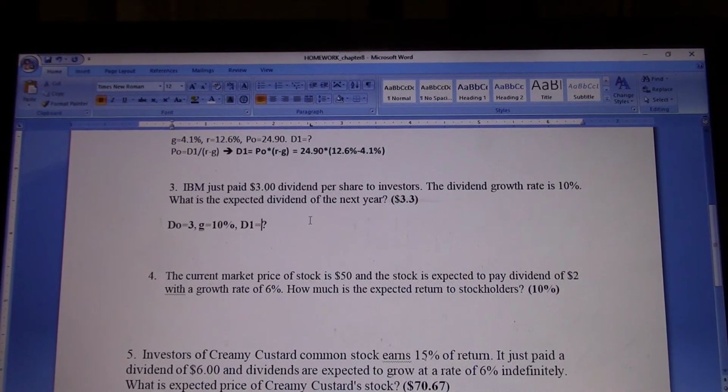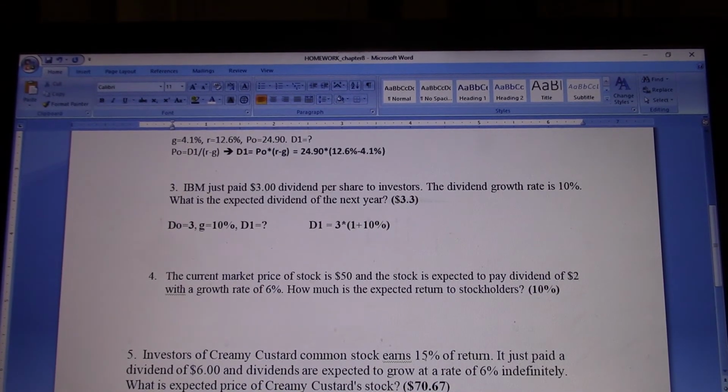So we can do this calculation. D1 should be 3 increased at 10%. So this should be the answer. You can use calculators to figure out this one.